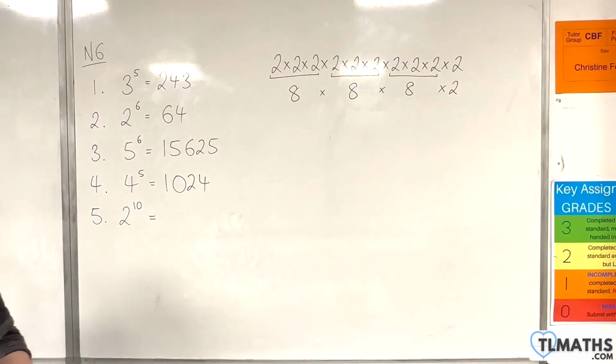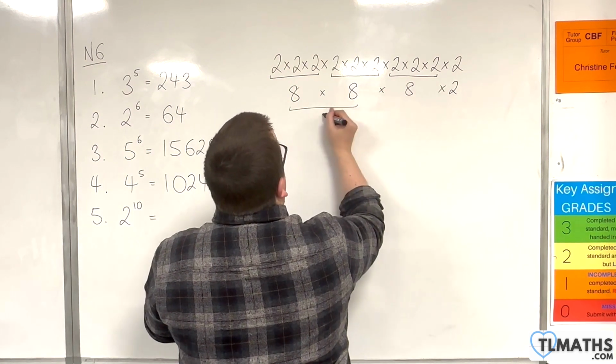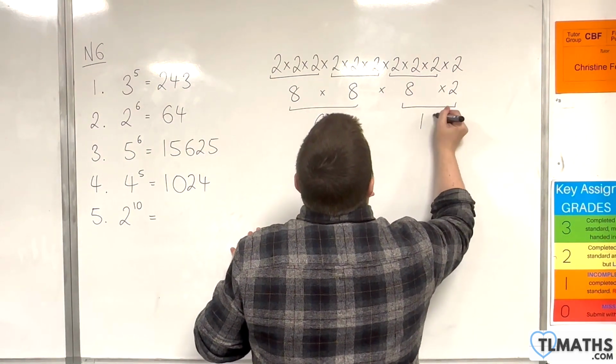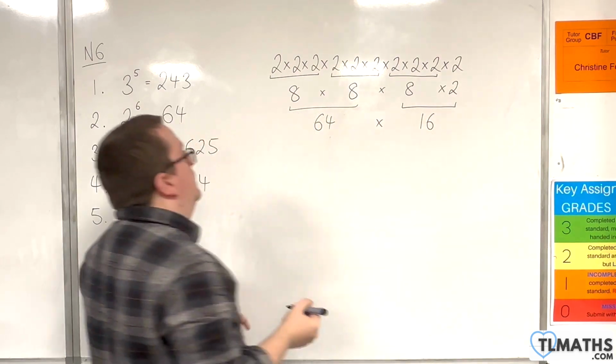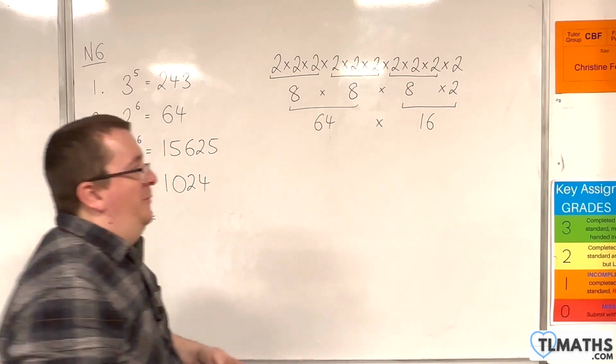Okay. Now, the 8 times 8, that is 64. 8 times 2, that is 16. So we've got 64 times 16.